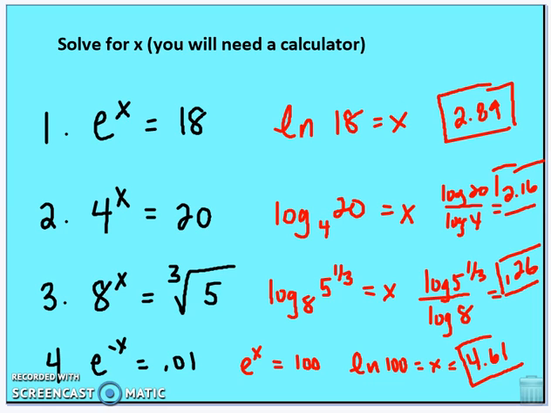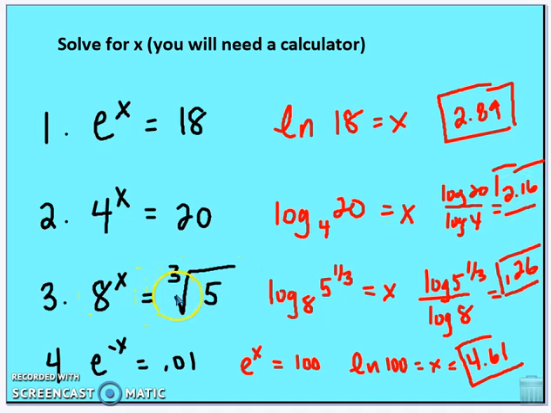It says 2.89. Let me just double check. Okay, so 2.89 is correct. I was just checking to make sure it wasn't a 4. 4 to the x is equal to 20. We write this as log base 4 of 20 is equal to x. Change of base formula, log 20 over log 4 is 2.16.